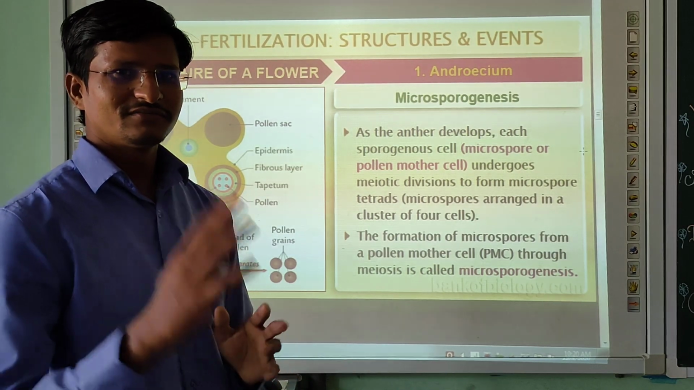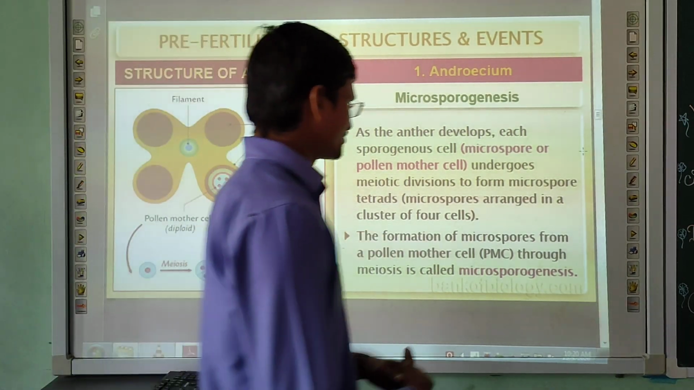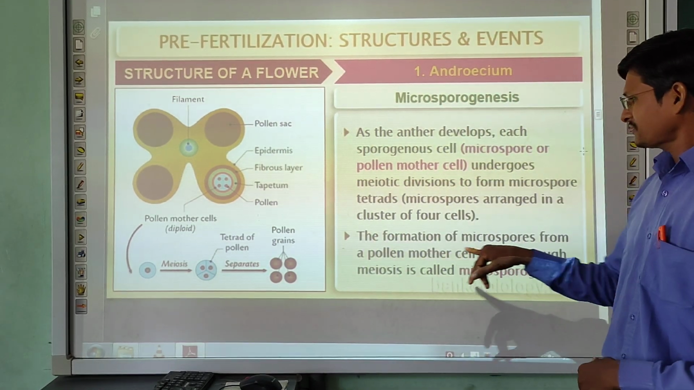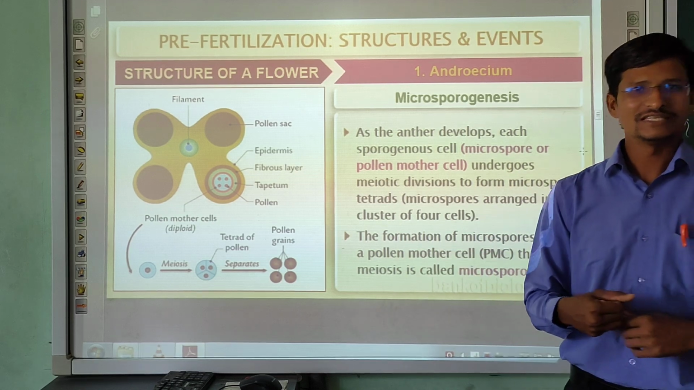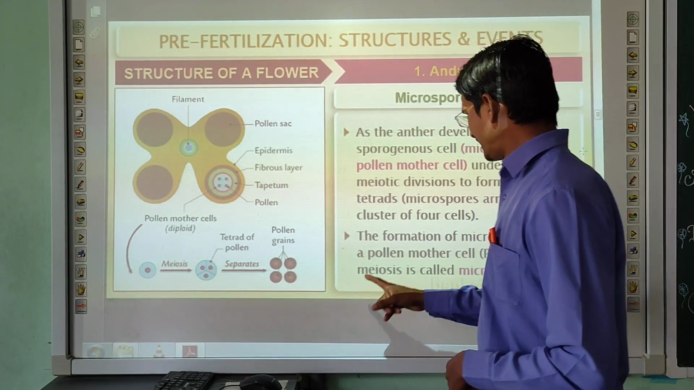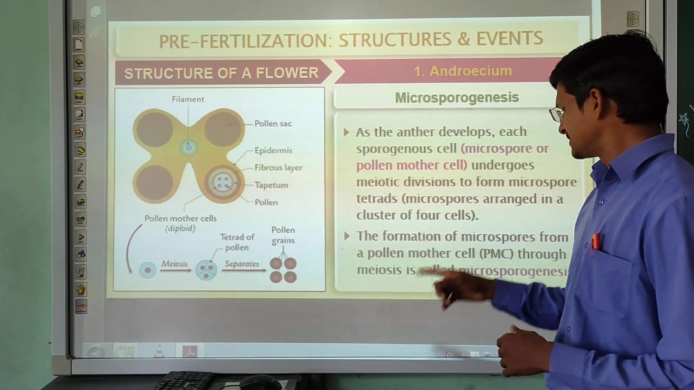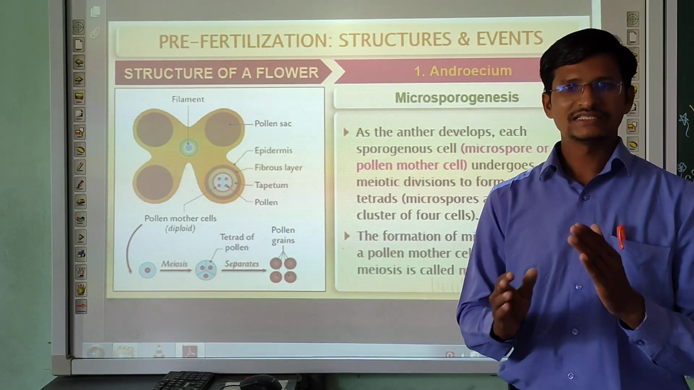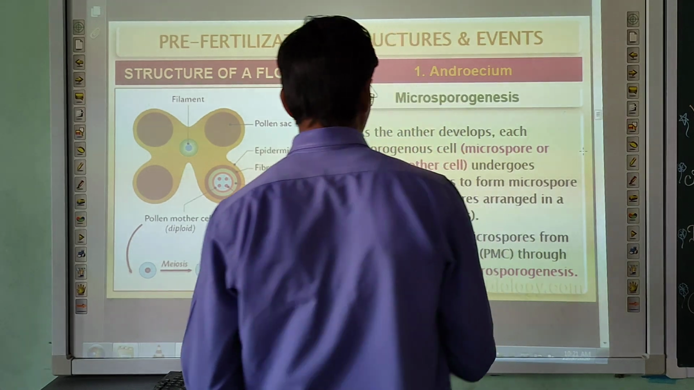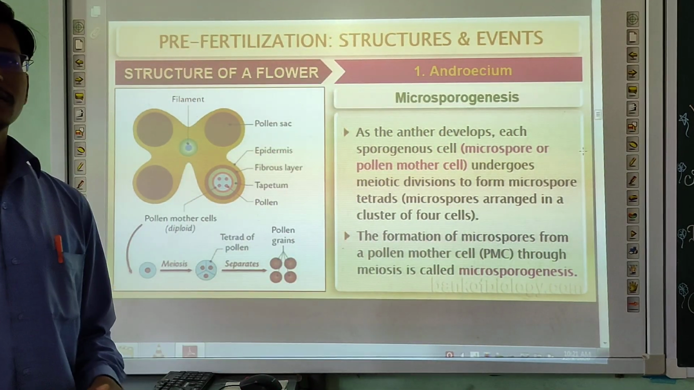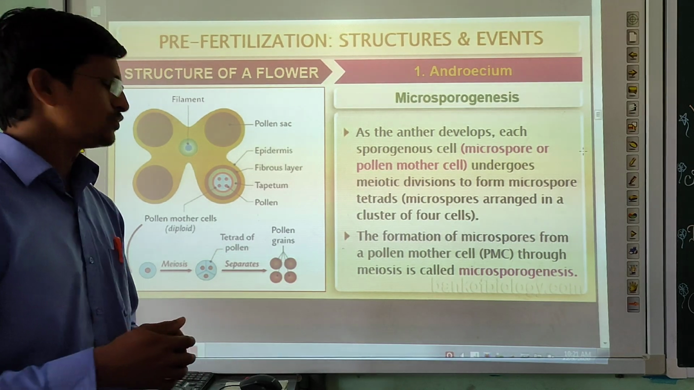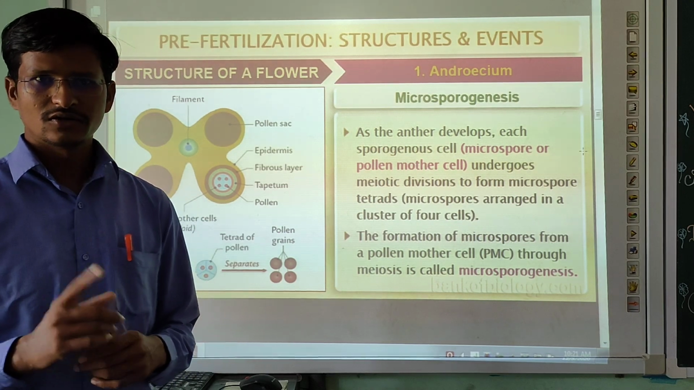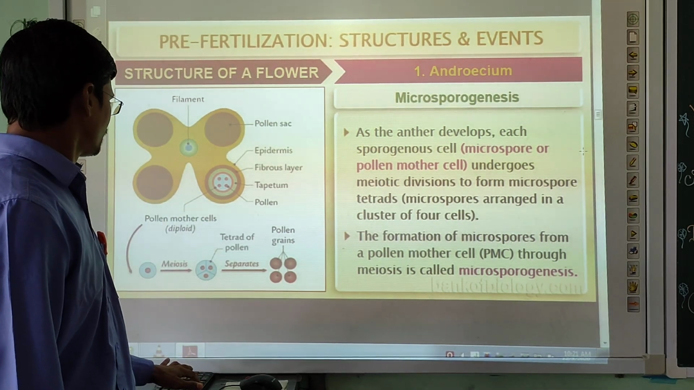PMC, it is not Prime Minister Chandu. Remember that, it is not Prime Minister Chandu. It is pollen mother cell. PMC for the flower. Got it? And that whole process, meiosis, is called microsporogenesis. What is microsporogenesis? It is the formation of microspores from a pollen mother cell, PMC, through the meiosis process. Got it? So the definition you need to remember.